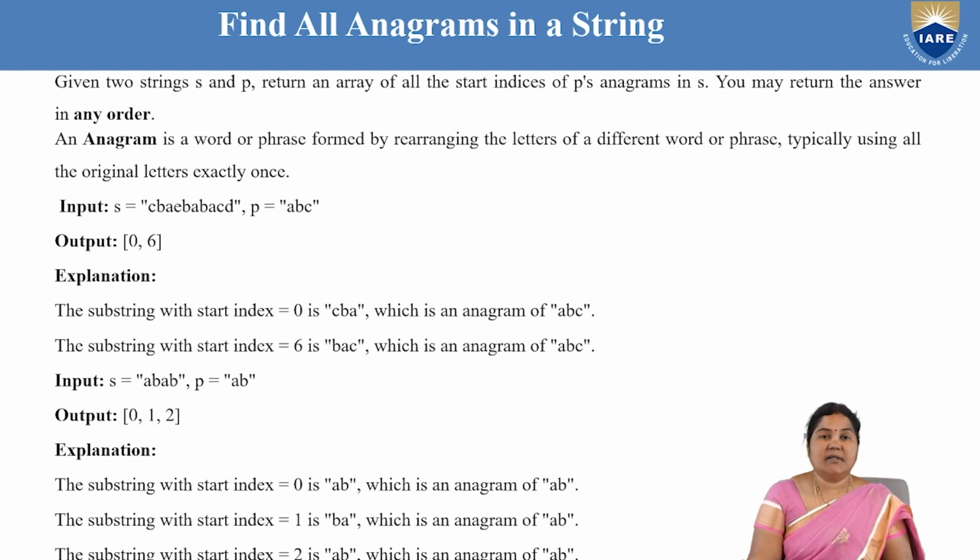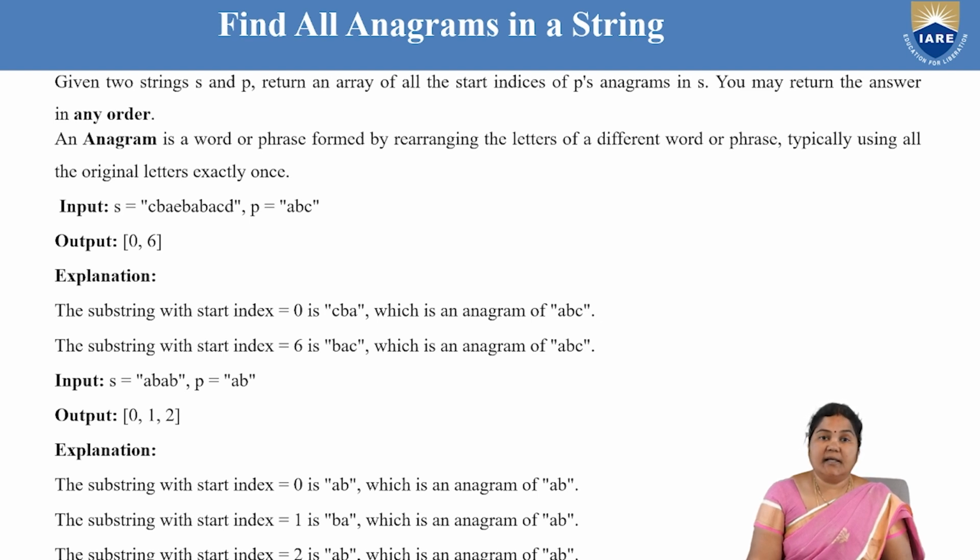So, the first problem is find all anagrams in a string. Now, let us go through the problem statement and understand it first. Given two strings S and P, return an array of all the start indices of P's anagram in S. You may return the answer in any order. That means you have been given two strings, one is S and one is P. You have to check the P's anagrams in S. If it is found, then you have to return their starting indices and you have to store it in a list and you have to return it.